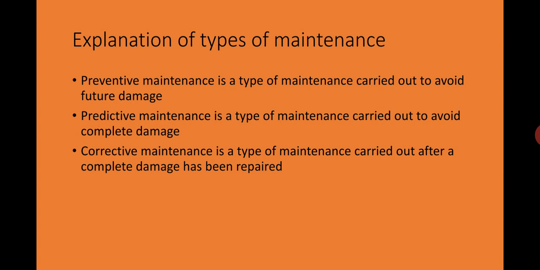He predicted that this car wanted to develop a fault, and he took action to make sure he avoids such things in the near future. So he has carried out a predictive maintenance act. Predictive maintenance is a type of maintenance carried out to avoid complete damage. He tried as much as possible to avoid the complete damage by opening the bonnet and putting things intact before starting it again.